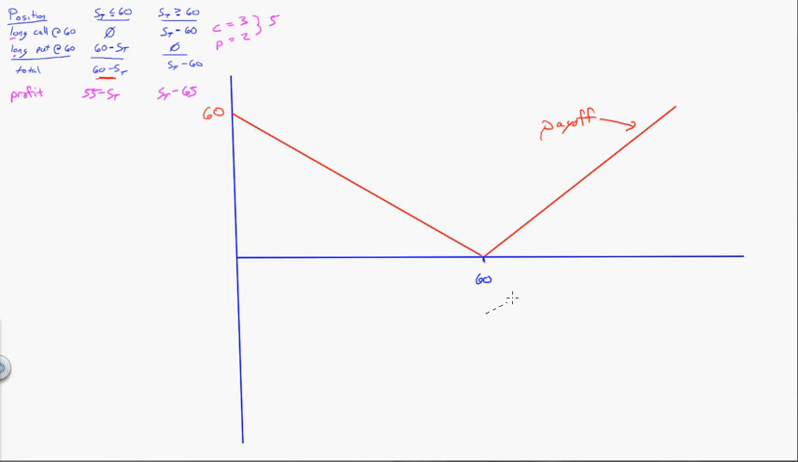So this is going to look like that, and this is going to look something like this, where this is $55, this is minus 5, the point right there where this crosses is 55, the point where that crosses is 65. Okay, so it's important, I think, that you understand exactly what's going on here.